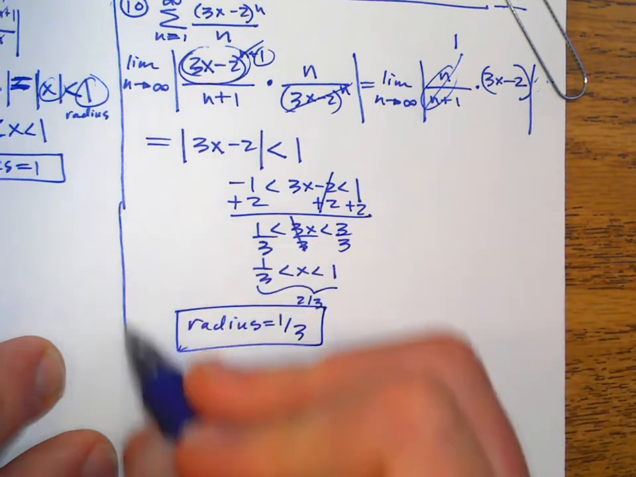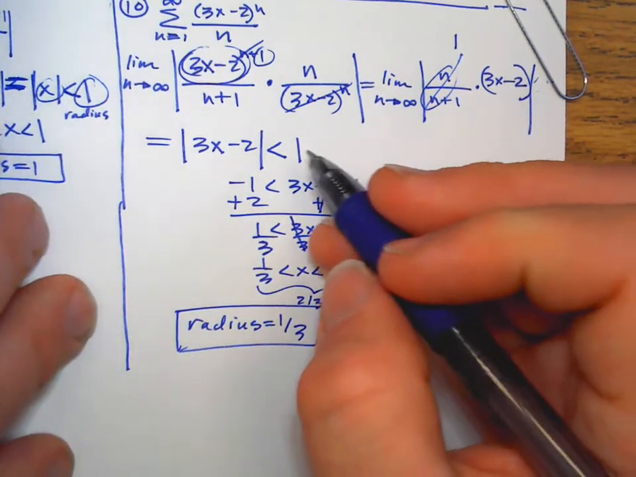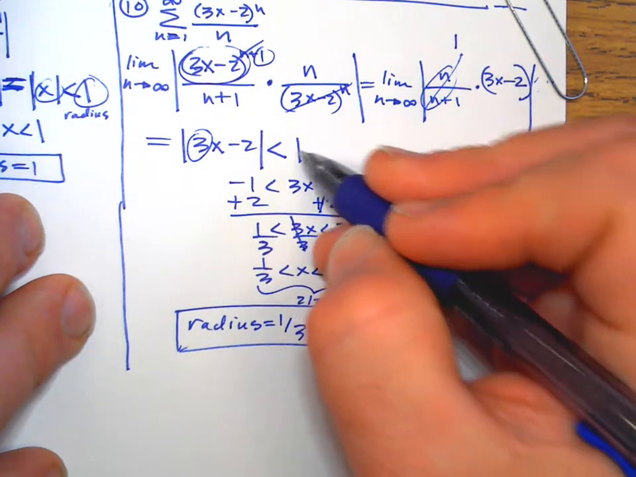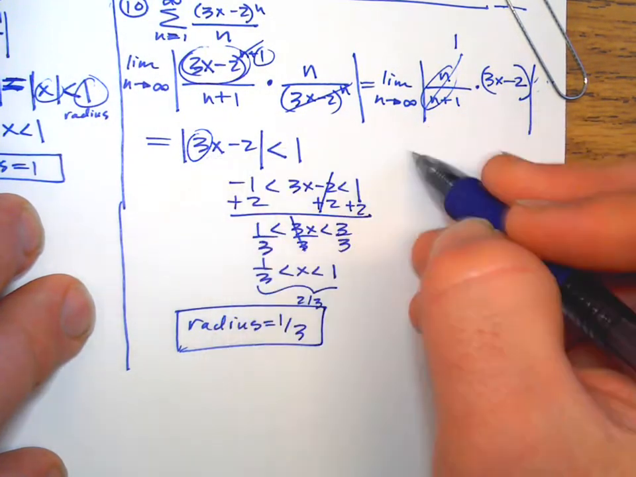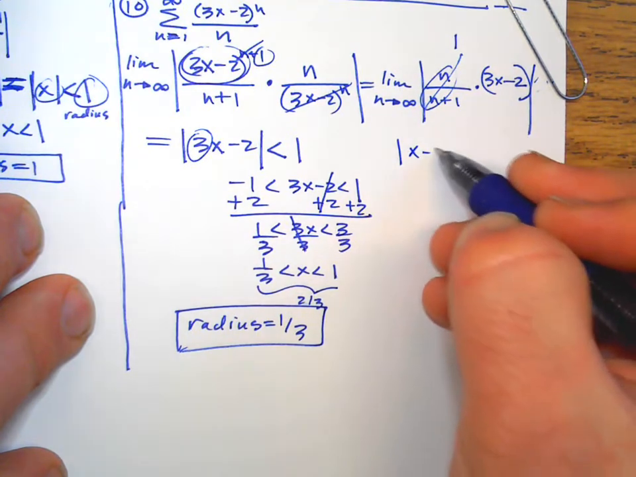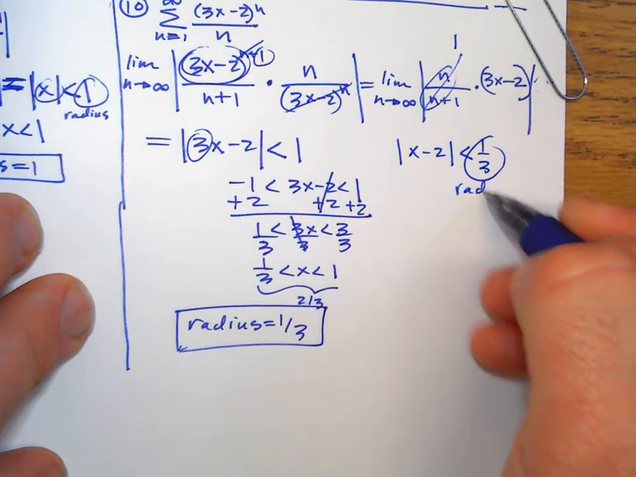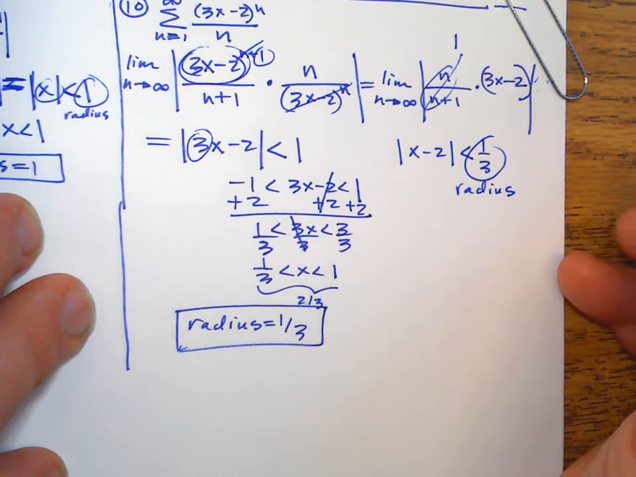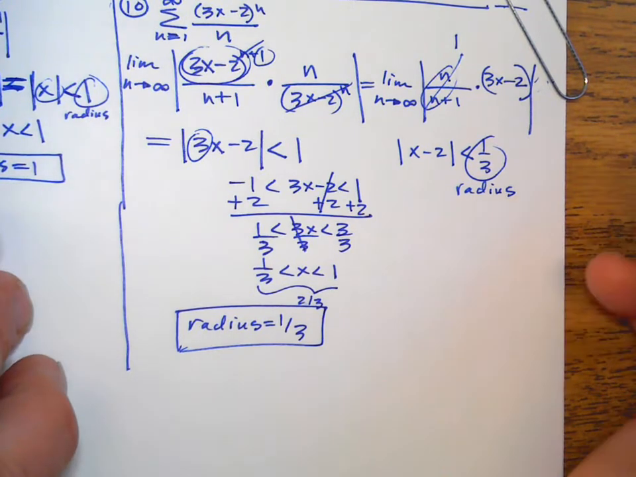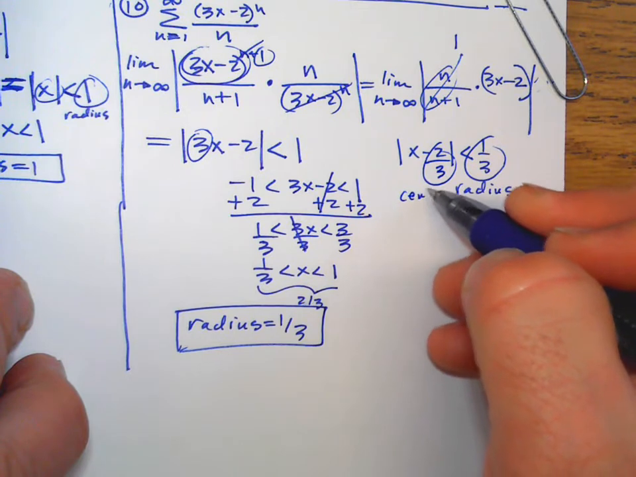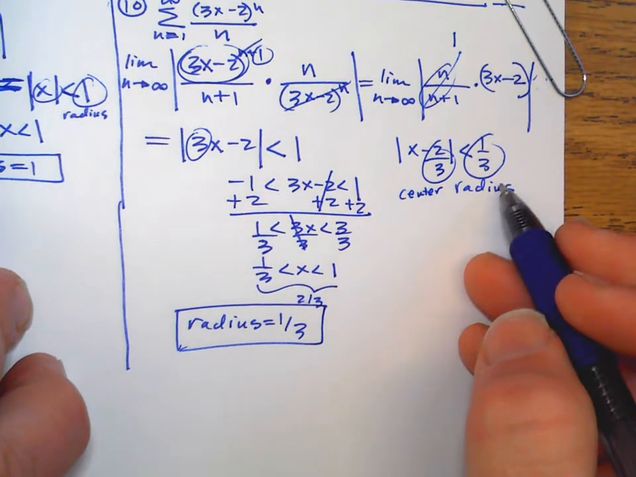Now, alternatively, what you could have done is got rid of that 3, because that's preventing that from being the radius of convergence. You could divide both sides by 3, still have the absolute values. If you do that, this is your radius. You've got to divide this one by 3 too. So this is the center right here. The center is positive 2/3, and the radius is 1/3.